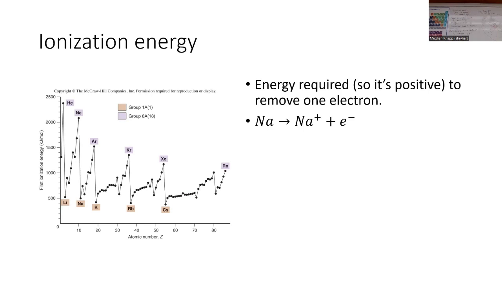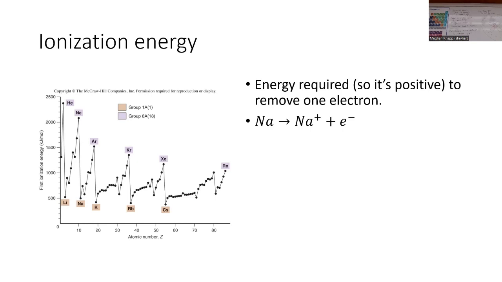It goes upwards and then it drops. It goes upwards and it drops. Okay, so the peaks that are highlighted there, helium, neon, argon, krypton, xenon, and radium, what can we say about those? Those are the noble gases.